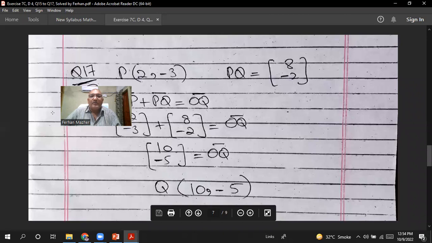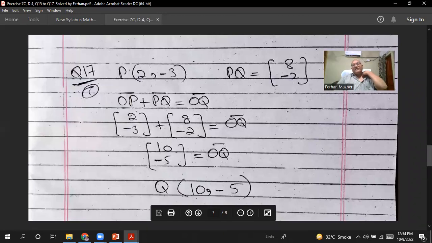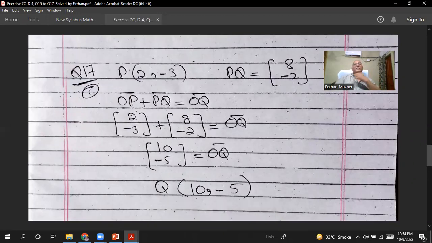So the point P is (2, minus 3), and the PQ column vector is (8, minus 2). The coordinates of P we know, so we can write the position vector of P, that will be OP. So OP plus PQ will be equal to OQ. That's how you write this in terms of the position vectors. Because you started from P, the OP will come first. You ended at Q, so the OQ will come on the right side of that equation.